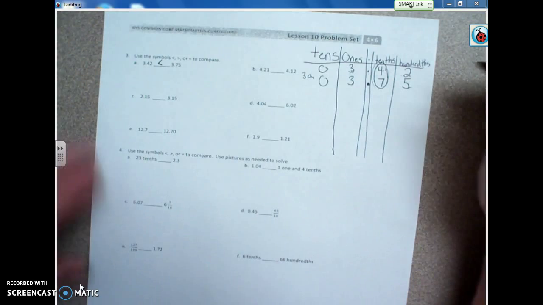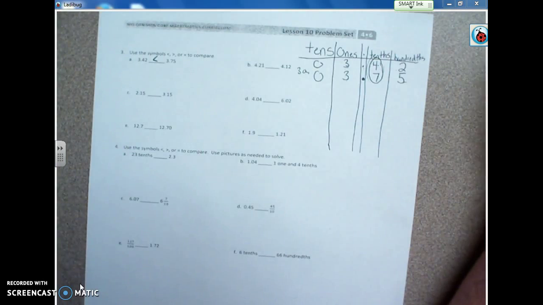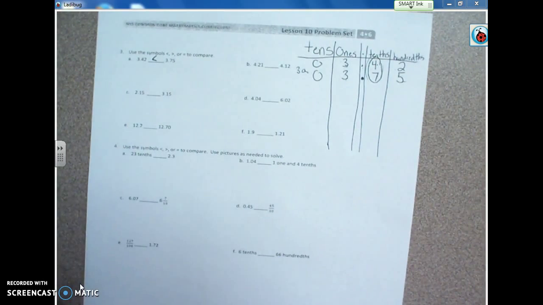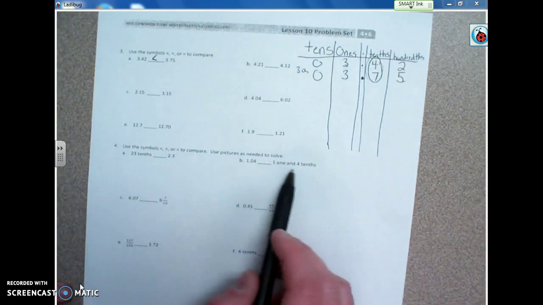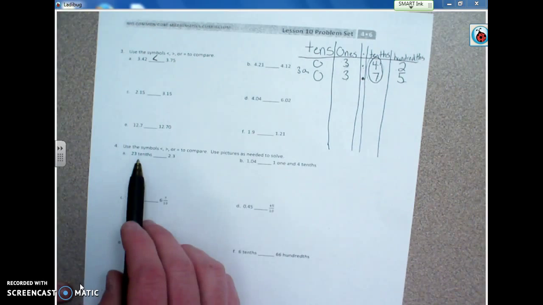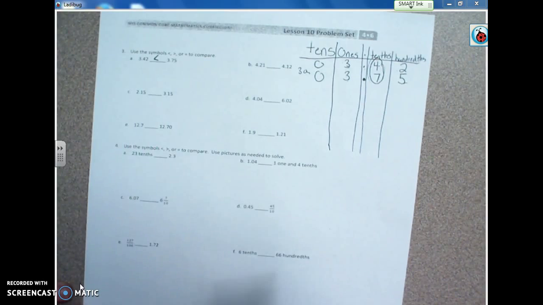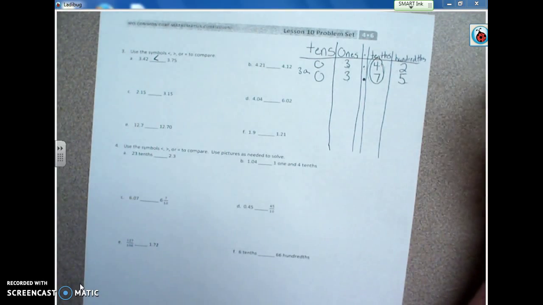So let's go down to number 4 now, because number 4 is a little bit different. It says, use the symbol greater than, less than, or equal to compare. Use pictures as needed to solve. The problem here is not everything is written in decimal form. If I look around, I have some in place value form, and I have some in fractions. So I have to convert. I want everything in decimal form.